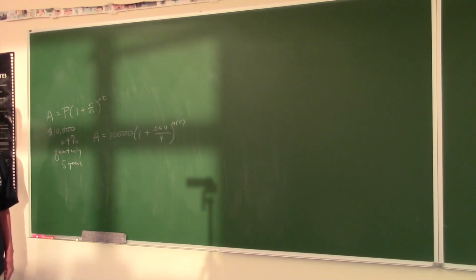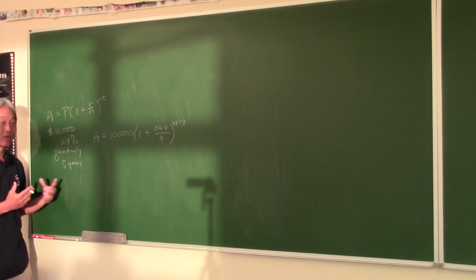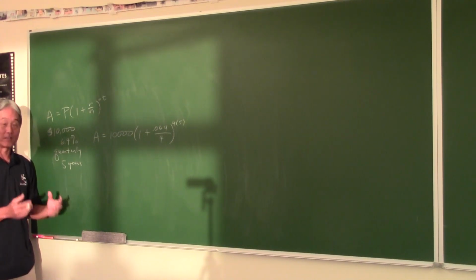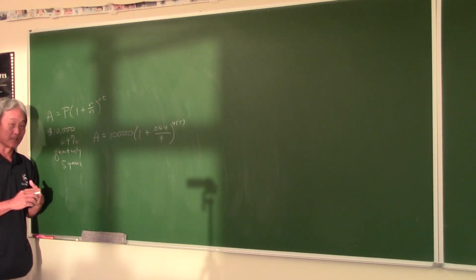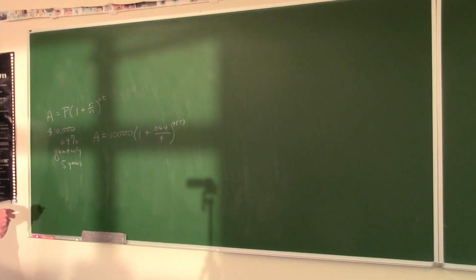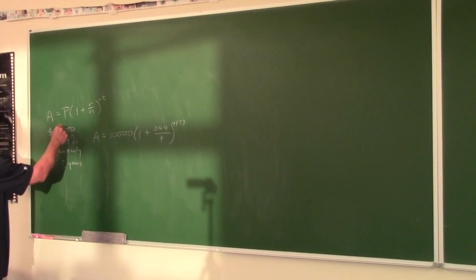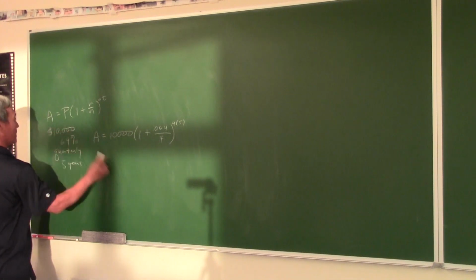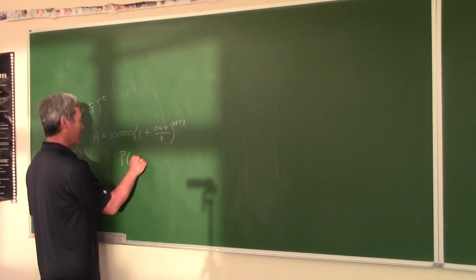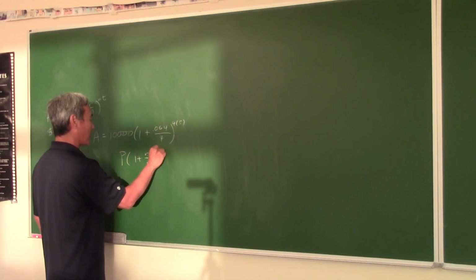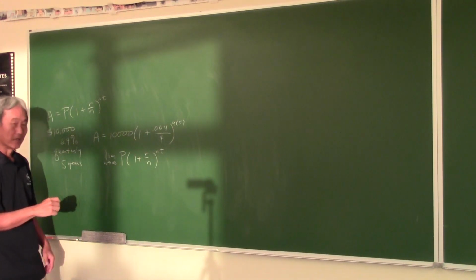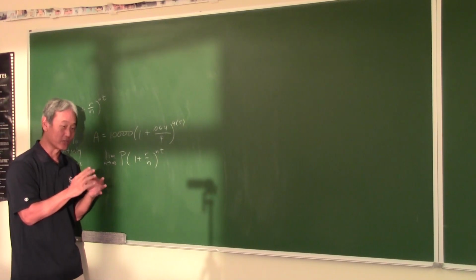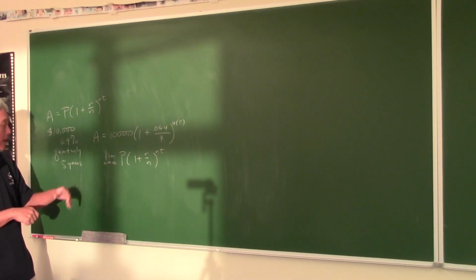Now, what if interest is compounded 12 times a year, monthly, or every day, or every second? Yes, you're going to make more money, but there's a limiting amount. And of course, that limiting amount depends on e. You see this formula here? Let's write it again: P times (1 plus r over n) to the nt power. What would happen if I take the limit as n approaches infinity? In other words, the number of times you compound interest a year goes to infinity. What happens to this formula?